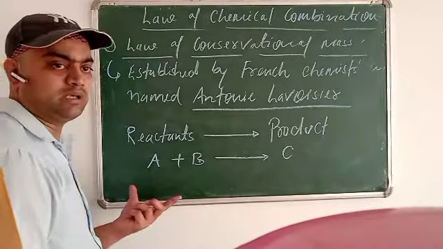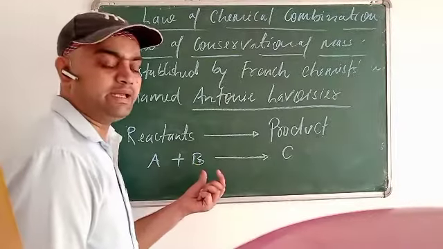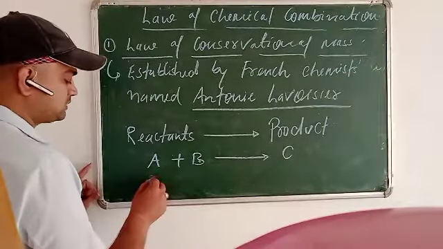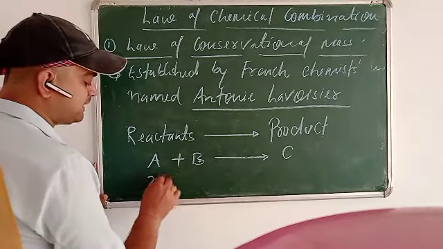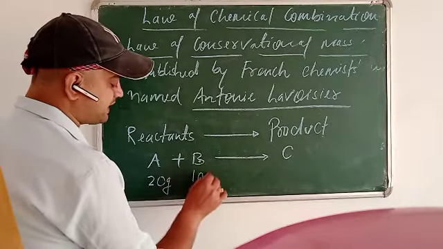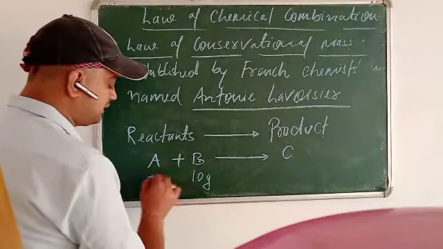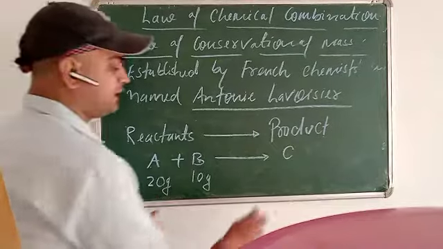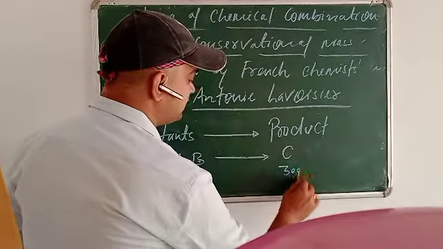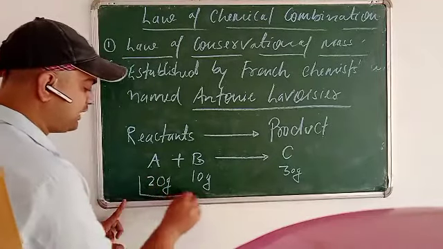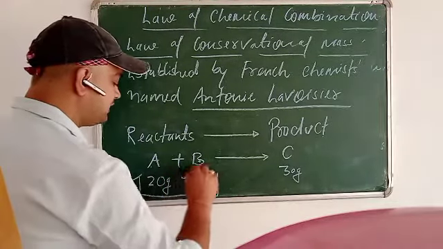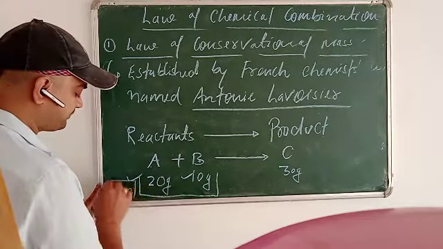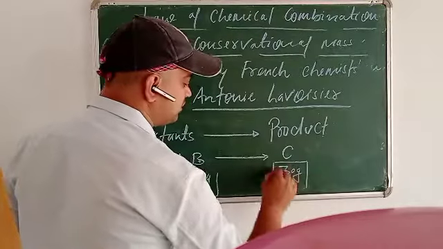So in this reaction, A is the reactant and B is also the reactant and C is the product. Suppose A is given as 20 gram and B is given as 10 gram. After the reaction between A and B, we get 30 gram of C. And when we add the mass of A and B, the reactant mass is also 30 gram, and the product is also 30 gram.